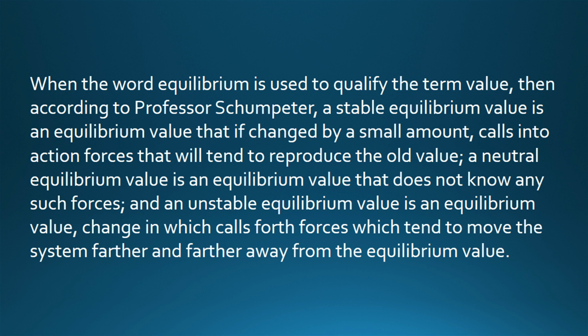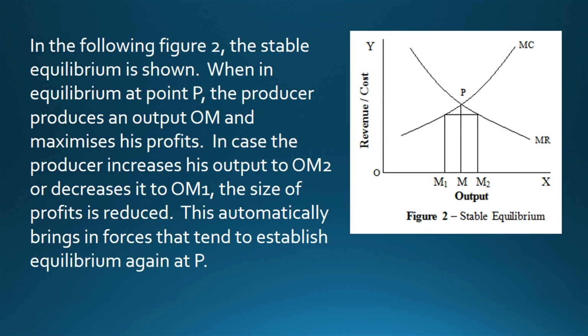When the word equilibrium is used to qualify the term value, then according to Professor Schumpeter, a stable equilibrium value is an equilibrium value that, if changed by a small amount, calls into action forces that will tend to reproduce the old value. A neutral equilibrium value is an equilibrium value that does not know any such forces, and an unstable equilibrium value is an equilibrium value, change in which calls forth forces which tend to move the system farther and farther away from the equilibrium value.